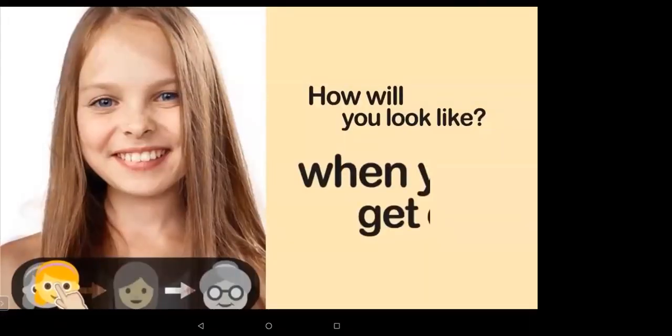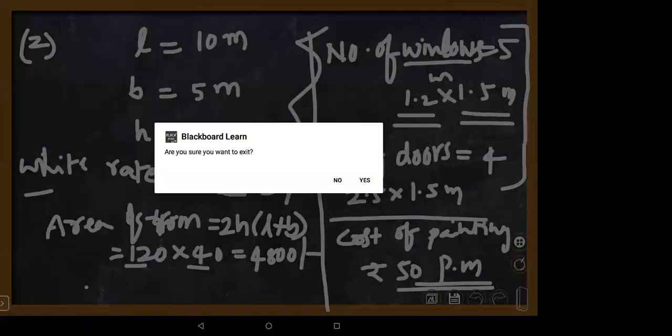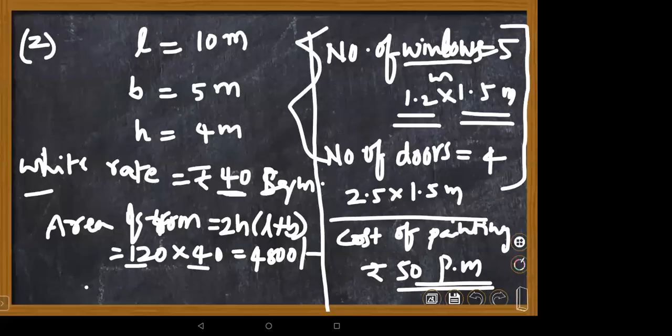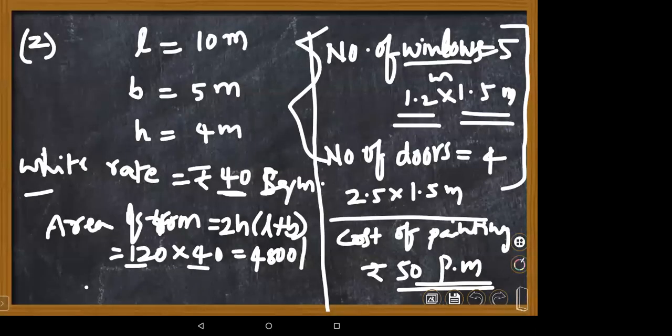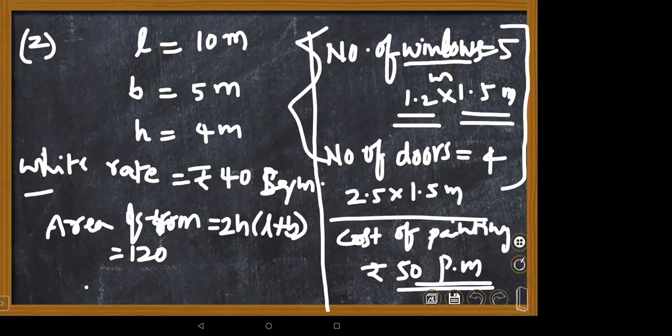Ma'am, the windows will be 18 square meters. You are supposed to not multiply directly. Why are you supposed to not multiply directly, children? Ma'am, because the cost is different. Also you need to subtract, because you are taking the complete room, including windows as well as doors. You need to subtract the windows' dimensions as well as the area of the doors.